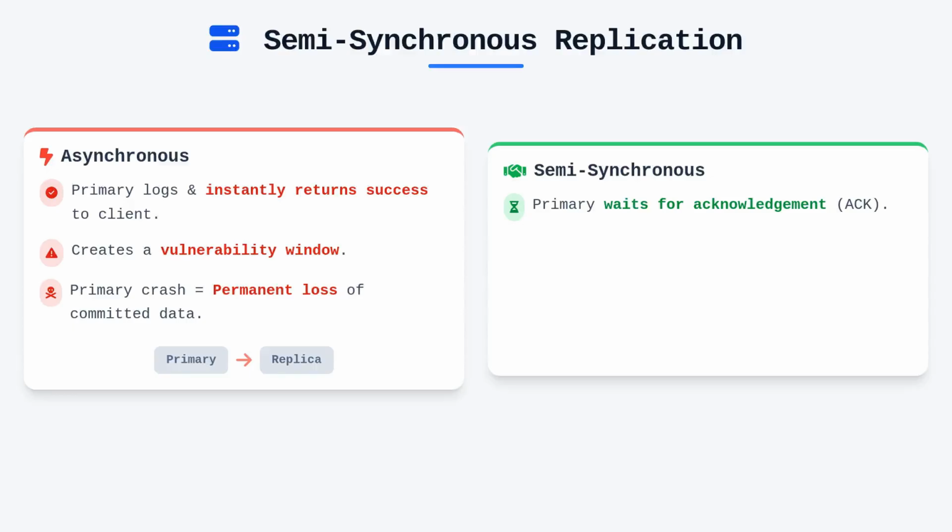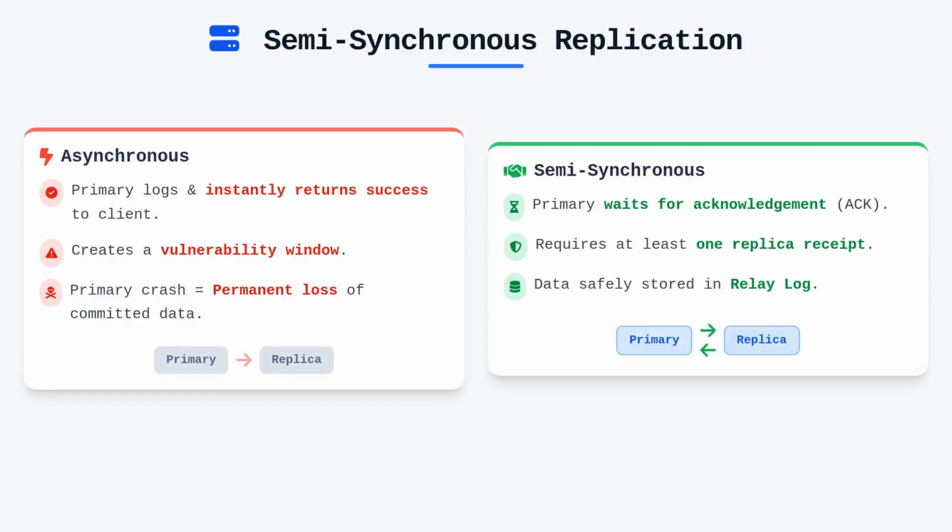Semi-synchronous replication introduces a mandatory handshake to close this gap by requiring at least one replica to acknowledge the receipt of the transaction before the primary considers the commit complete. When you enable this feature, the primary thread waits for an acknowledgement from the replica after the events have been written to the replica's relay log.